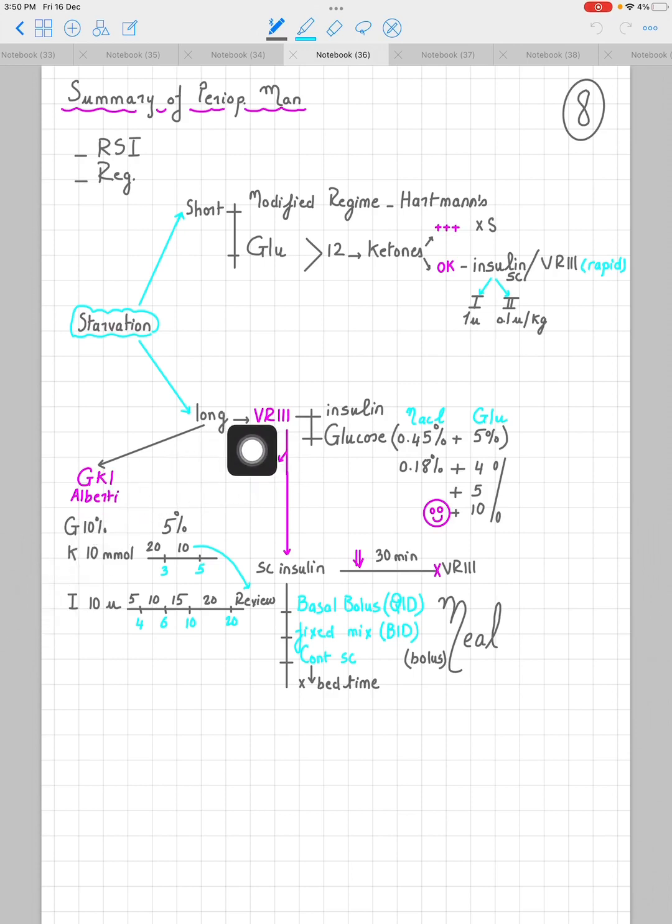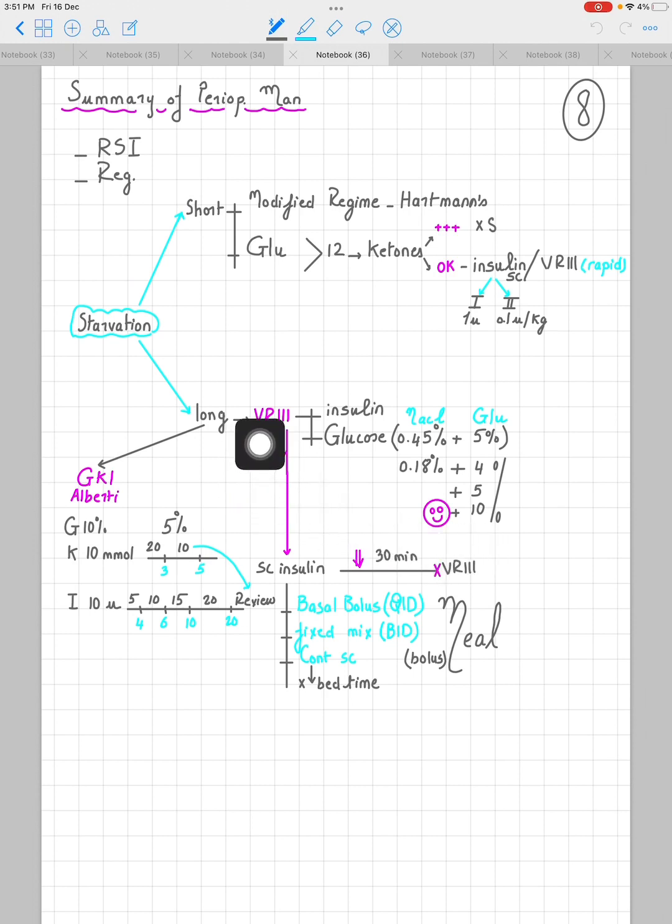If you will go for the VRIII, you have to use insulin and glucose, and the best concentration is 0.45% sodium chloride and 5% glucose if this is available. If not, you can use saline 0.18, glucose 4 or 5 or 10, and of course 10 is a good option.